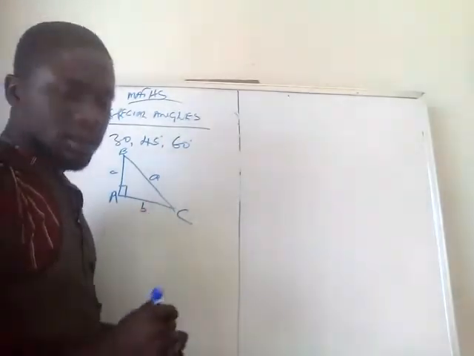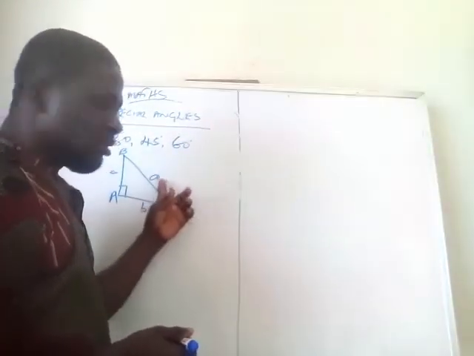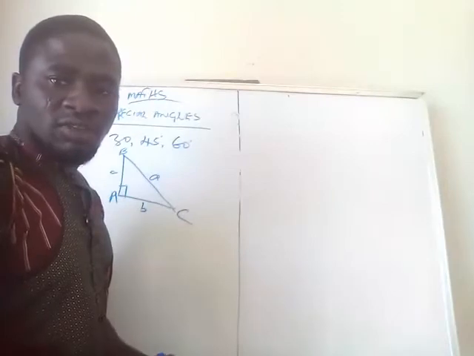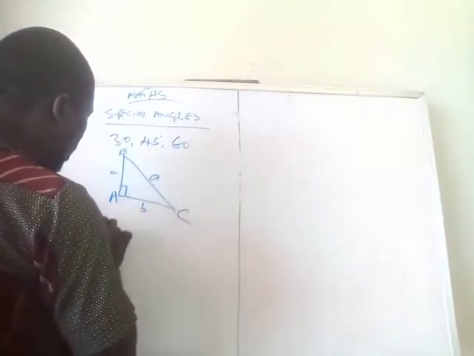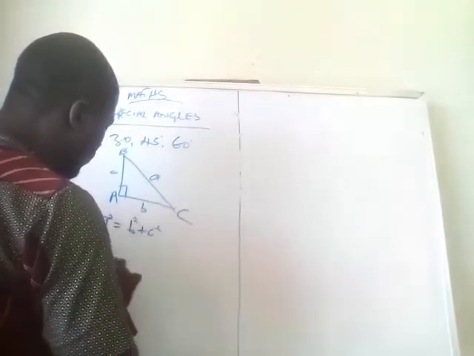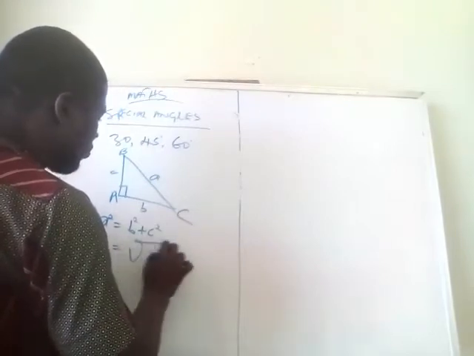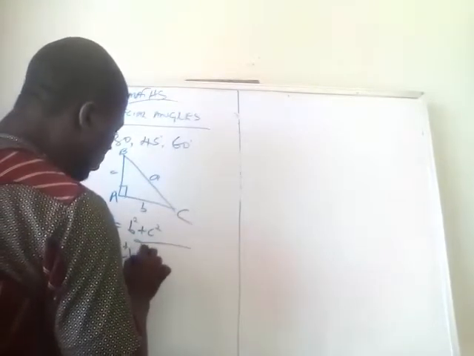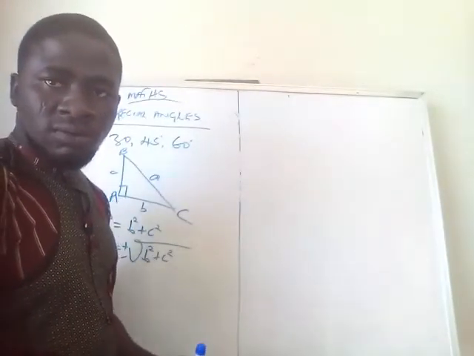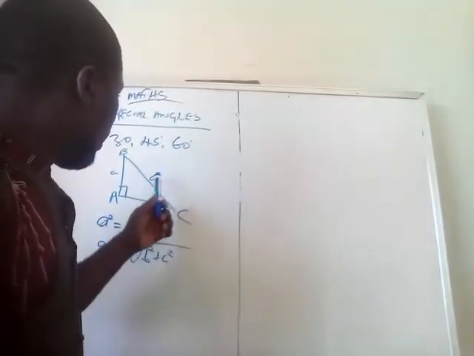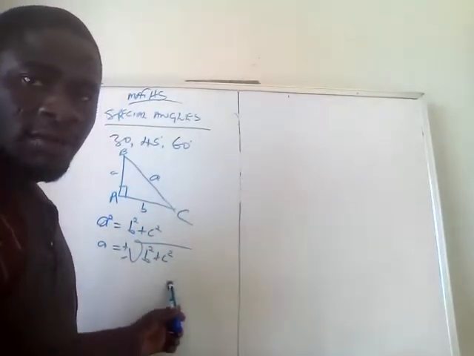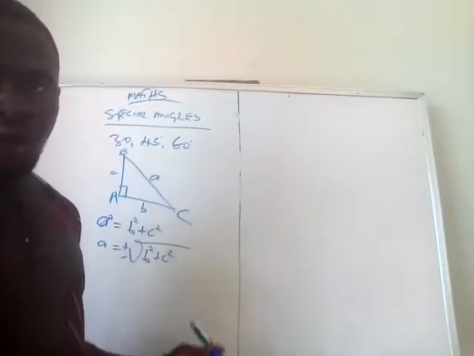For you to find the value of this, assuming you were given the values, using Pythagoras theorem, what you will do is A square is equal to B square plus C square, and your A will be equal to the square root of B square plus C square. That is when you are finding the value of A. And if we have values for B and C, we are done with solving.